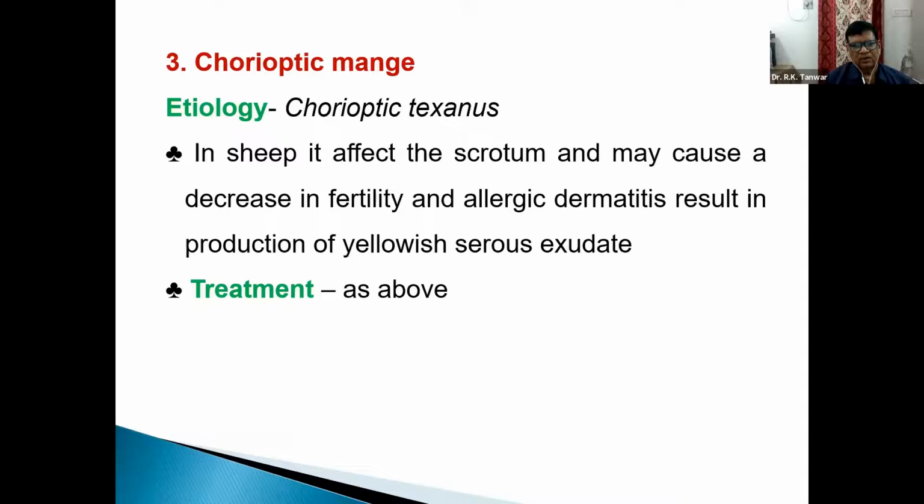The third type is chorioptic mange. In sheep, it affects the scrotum and may cause decrease in fertility, and allergic dermatitis results in serious exudate from the scrotum. Treatment is the same as for sarcoptic mange.